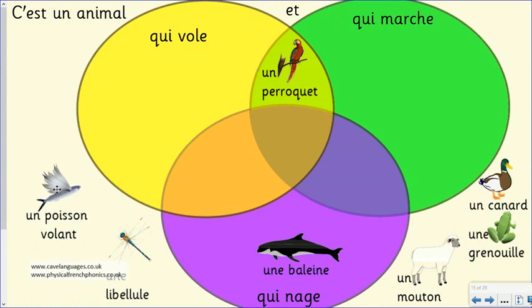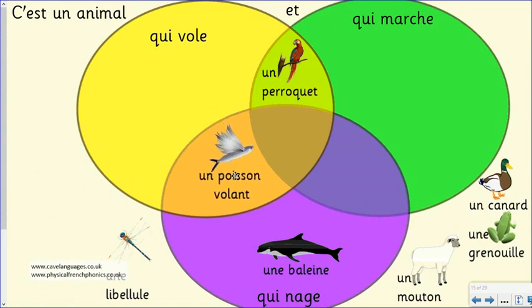Oh, now I don't know if you've seen one of these before. Un poisson volant. It's a flying fish. It swims, obviously, but it can skim across the surface of the water with these sort of wing-like attachments. So can you make a sentence for that? C'est un animal qui vole et qui nage.